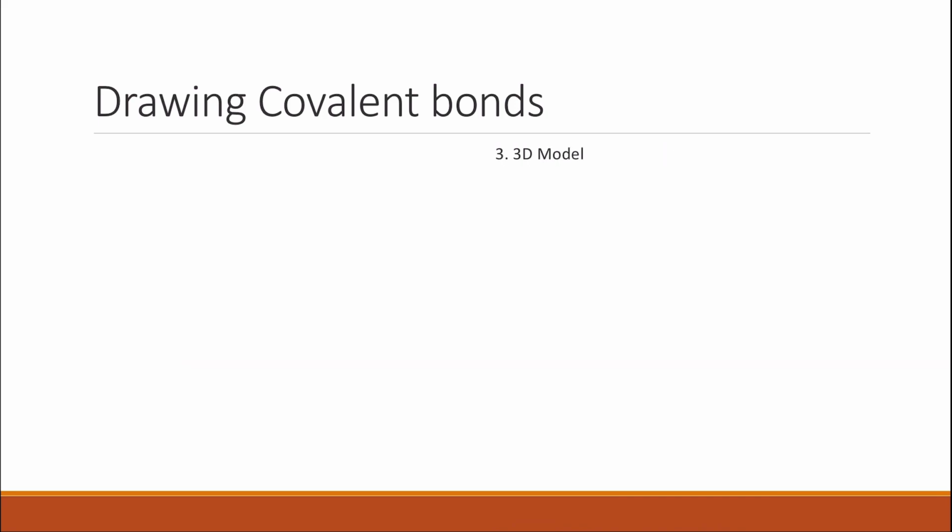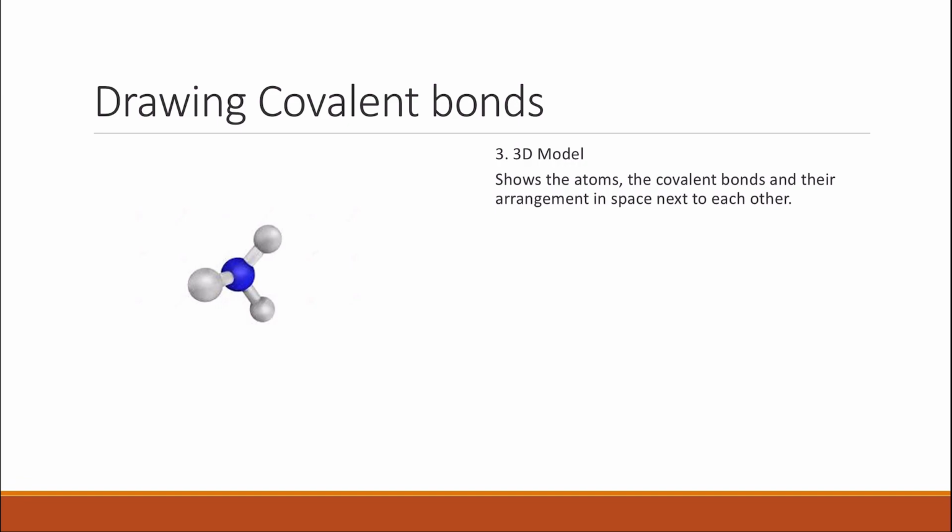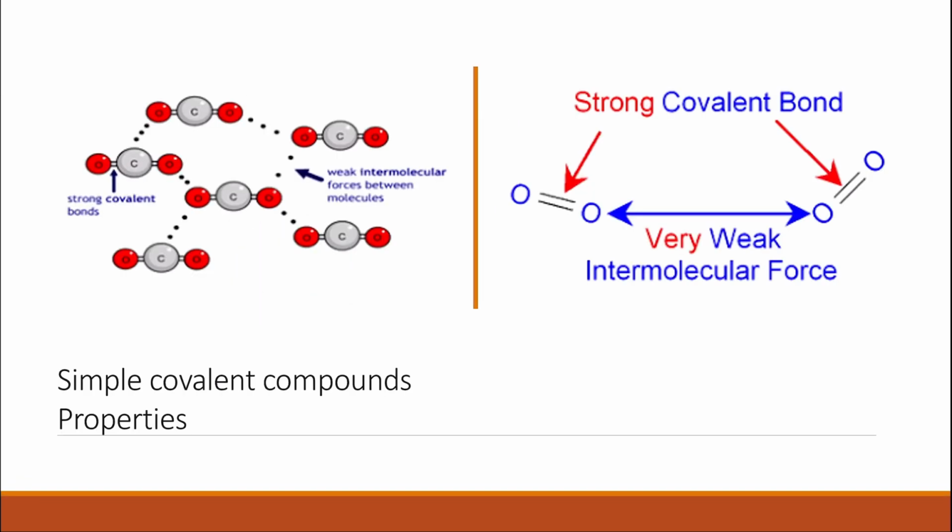The third way is the 3D model like this one, and it can show the atoms, the covalent bonds, and their arrangement in space next to each other as well.